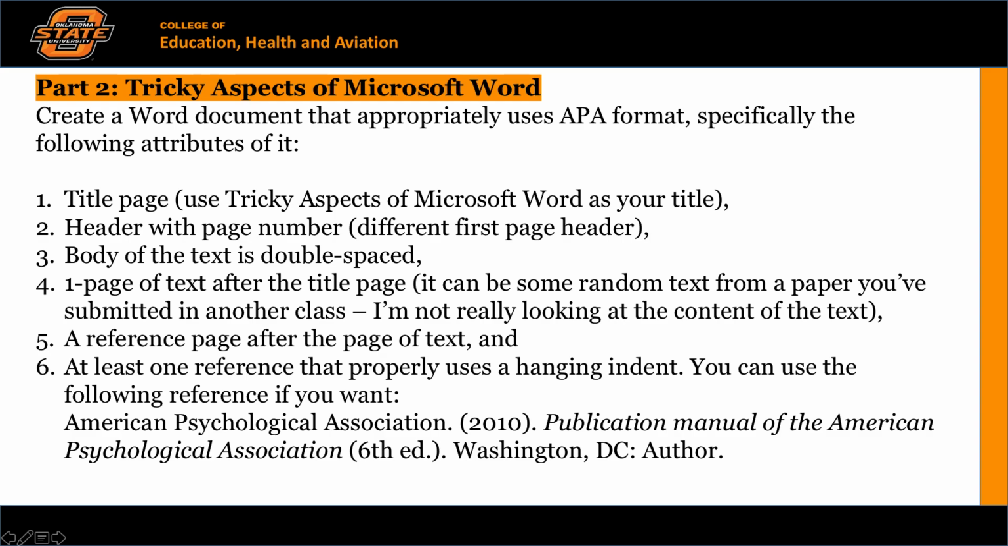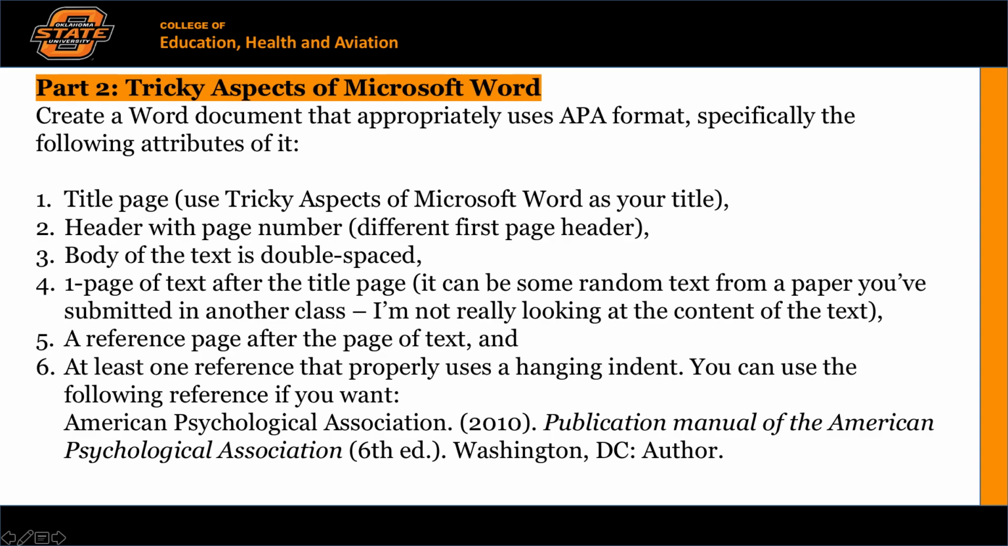So you're going to also have text that's properly double-spaced, one page of text after the title page, a reference page after the page of text, and then at least one reference that's properly used as a hanging indent. So the page of text can really just be anything that you want. I'm not really looking at the text. I'm just trying to see if it's properly double-spaced. And the reference can also be anything that you want.